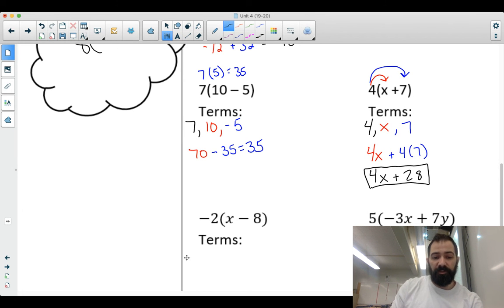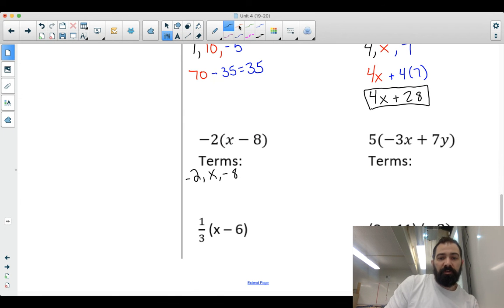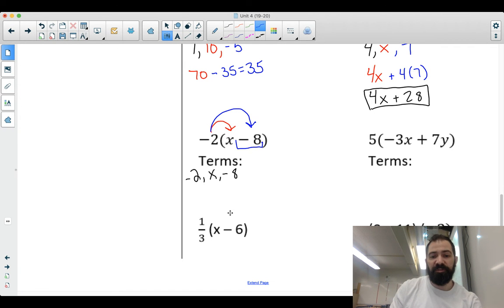Let's look at our next one. Negative 2 is a term, x is a term, and negative 8 is a term. We're going to do negative 2 times x and negative 2 times negative 8. We include that negative sign as part of our term. So we get negative 2x plus negative 2 times negative 8. Negative 2x stays the same. Negative 2 times negative 8 is 16. And we're done.